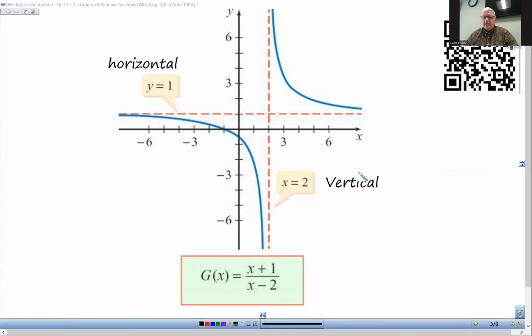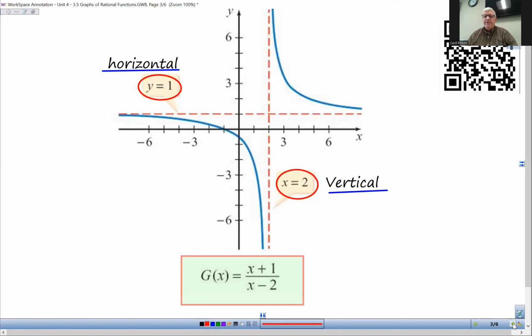So you can see here, we could have a vertical asymptote. That's this red dotted line that goes up and down. Or we could have a horizontal asymptote. And that's the red dotted line that goes from left to right. Both of these, as you might notice, are listed as equations. x equals 2 over here, y equals 1 over here. So when you list your asymptotes, they need to be equations. Be sure you remember that. And there's a reminder of that in the notes as well that we'll highlight.